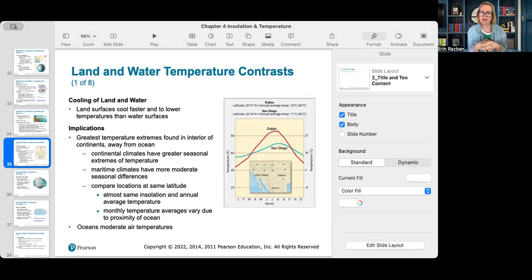These differences have profound implications for Earth's climate. Oceans act like global thermostats, moderating temperatures in coastal areas. And this is why the most extreme temperatures, both hot and cold, are found in the interiors of continents, far from the moderating influence of large bodies of water. Think about Fargo, North Dakota, or Siberia in Russia. These places experience far more extremes in heat and extremes in cold.